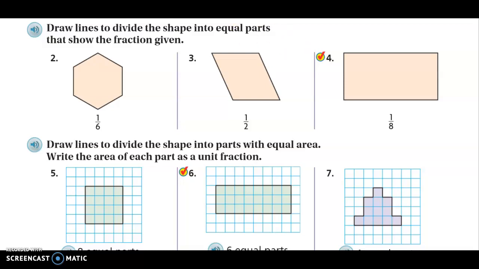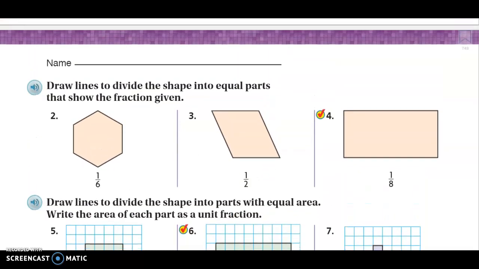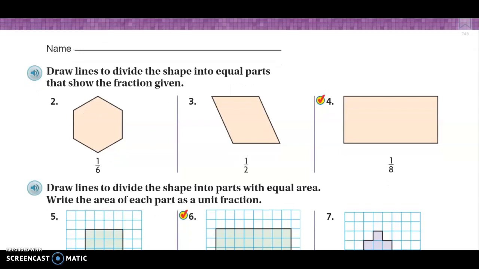Alright, welcome back for part 2. We are skipping ahead to page 749, and we're going to start at the very top with question number 2.